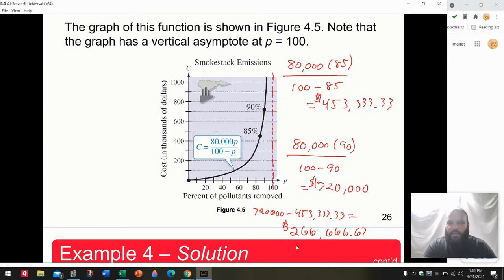So there is the total increase in cost if they raise the amount that they need to remove from the smoke.